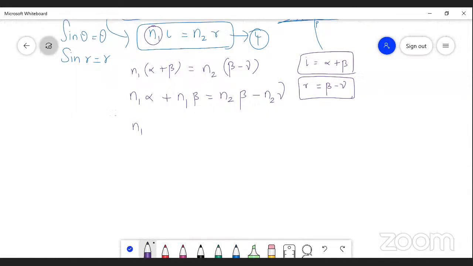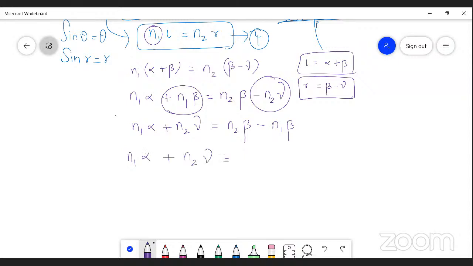N1 alpha, and the negative N2 gamma goes to the other side as plus N2 gamma, which is equal to N2 beta. The positive N1 beta goes to the other side as minus N1 beta. So N1 alpha plus N2 gamma is equal to the common factor beta times N2 minus N1.